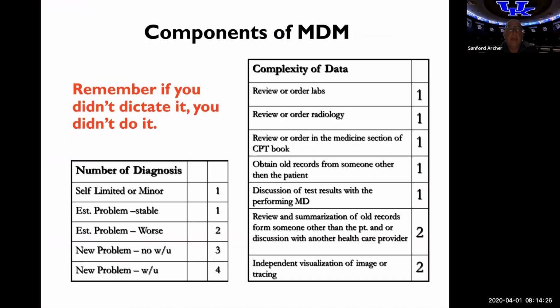And again, if you did not dictate any of this, you didn't do it, and so it does not count, no matter how hard you want to make it sound. And so if you've got, for example, the number of diagnoses, these help to determine, according to CMS guidelines, what the issues are and the levels of difficulty. And you can see down the board from 1 all the way down to 4. And then the complexity of data, you can add a point for each of these items here, with more points for more difficult things that you have to review. And those all add up to help you to determine the complexity of the medical problem.